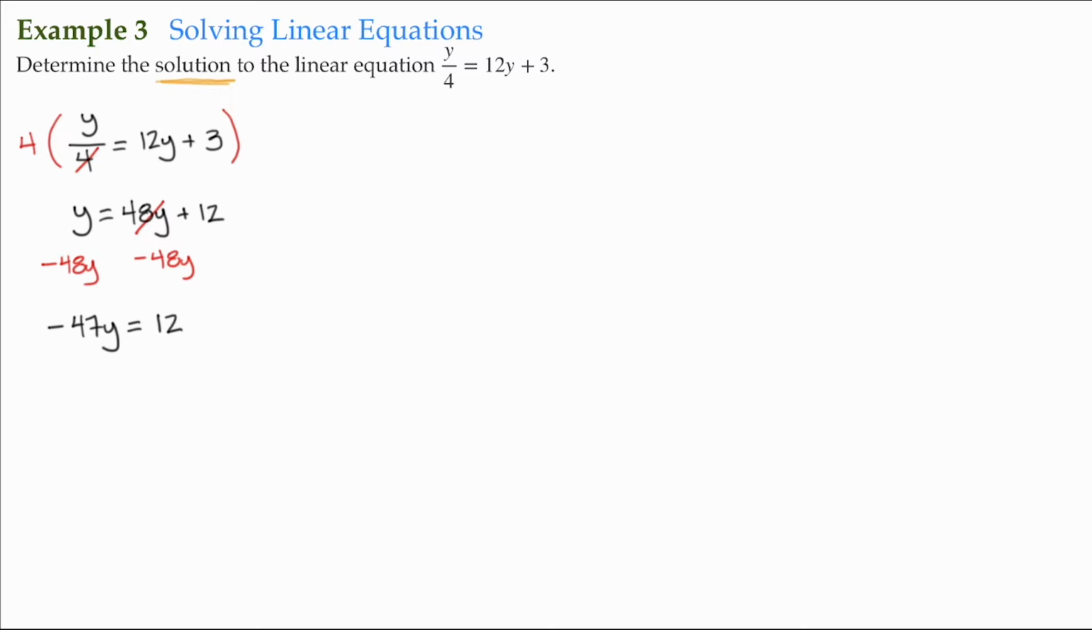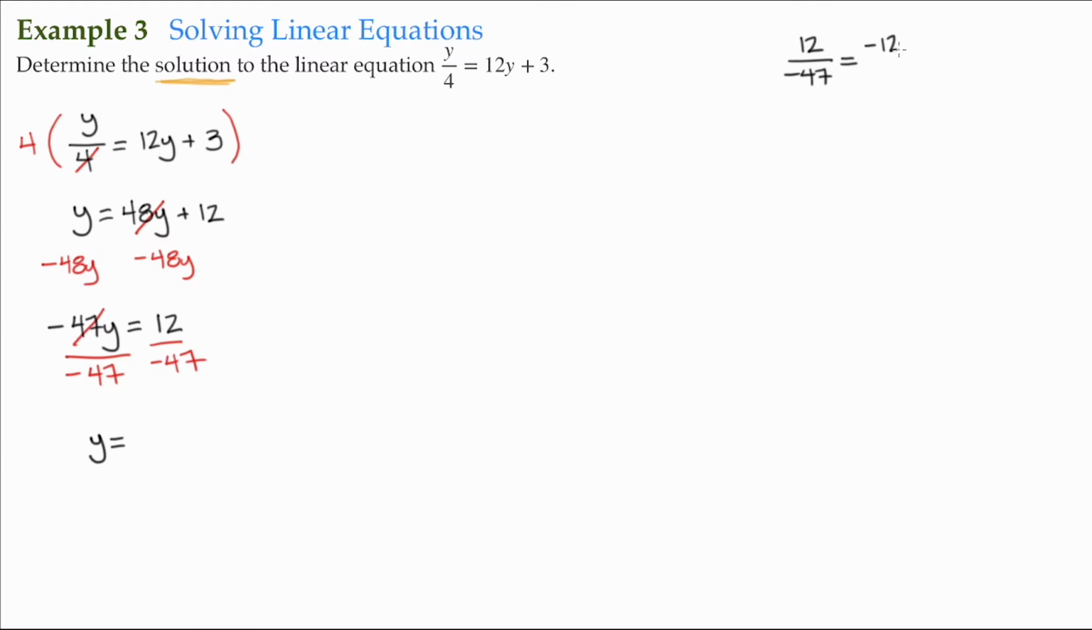We then use our multiplication or division property. We can either multiply either side by the reciprocal of negative 47, or we could simply just divide either side by negative 47. That's usually the most direct way, right? So this winds up canceling. Y is going to be equal to, now let me just point something out here, 12 over negative 47.